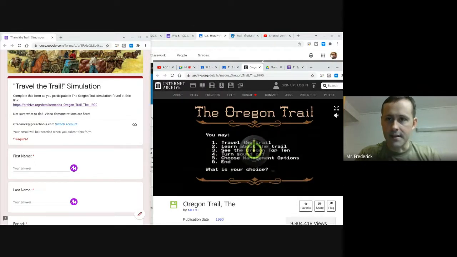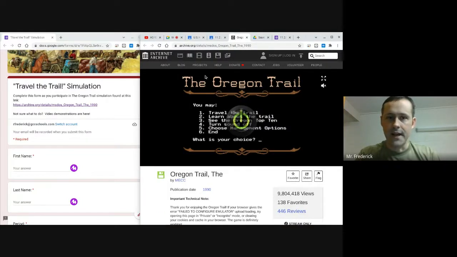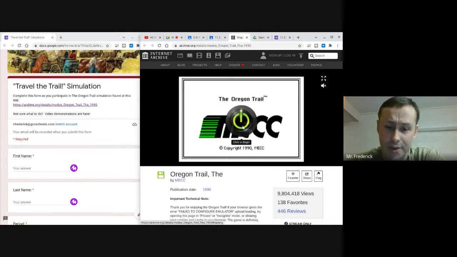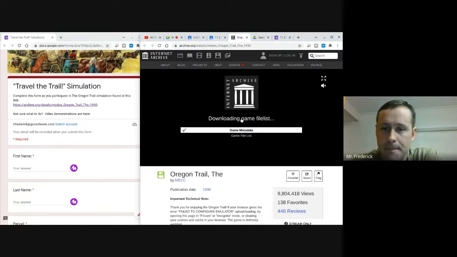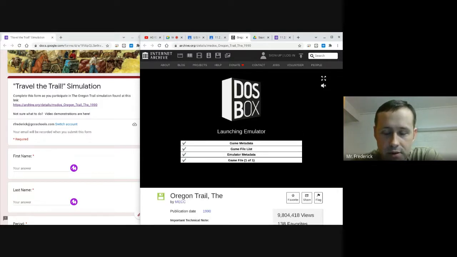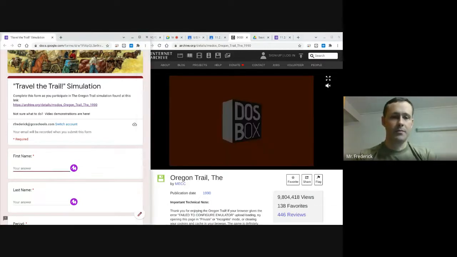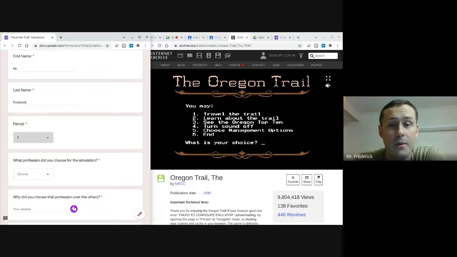Now, this is an emulator of an old DOS-based game called the Oregon Trail from 1990. Click on the power button here to begin. It should install very similar to what you're seeing here. I double checked on the student account that this worked, and it should not be blocked. So you'll load your name up, Mr. Frederick. We'll call this second period. And you're going to get a series of choices, and the choices that you make will determine whether some or all of your wagon party makes it to Oregon.